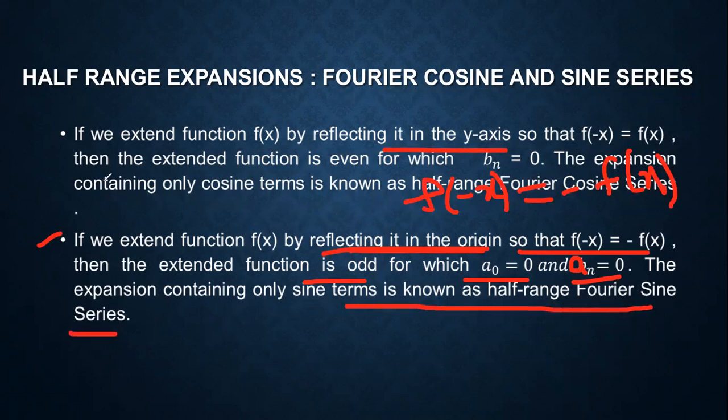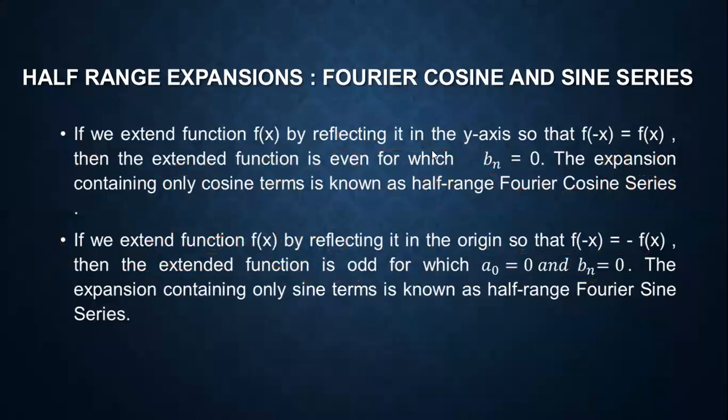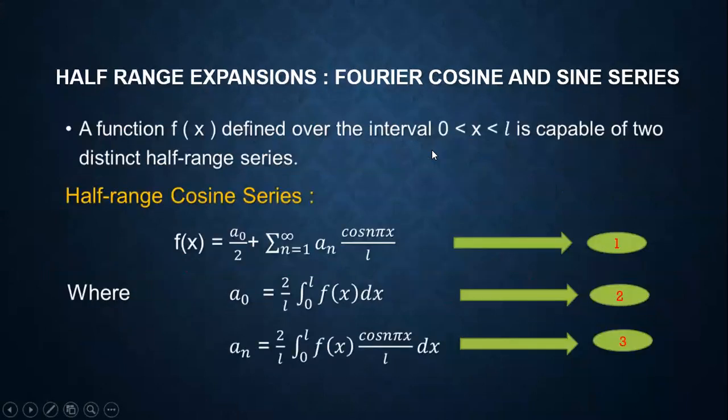In the half range Fourier cosine series, the bn value is equal to 0, and the expansion contains only cosine terms, that is, a naught and an. And next, if it is an odd function, it contains only bn terms, that is, sine series terms. So the a naught and an values are equal to 0, that is, those Fourier constants become 0. This is the way you have to represent the Fourier cosine and sine series in terms of even and odd.